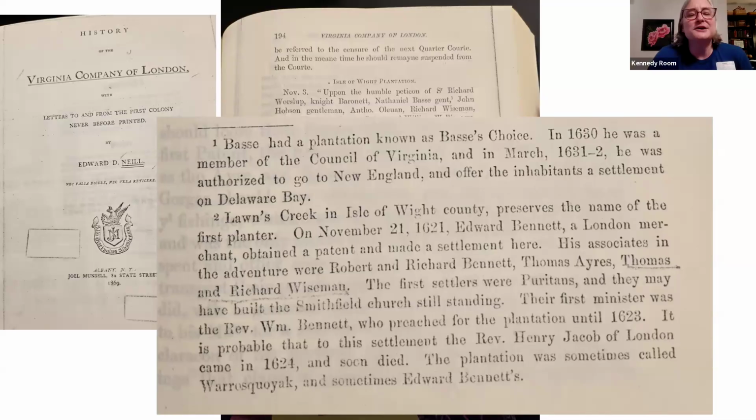He was authorized to go to New England and offer the inhabitants a settlement on Delaware Bay. So he was authorized by the other Burgesses, on a trip up to Massachusetts Bay Colony in 1630, to invite people down to settle between Jamestown and Massachusetts Colony. I haven't yet found how successful that was.